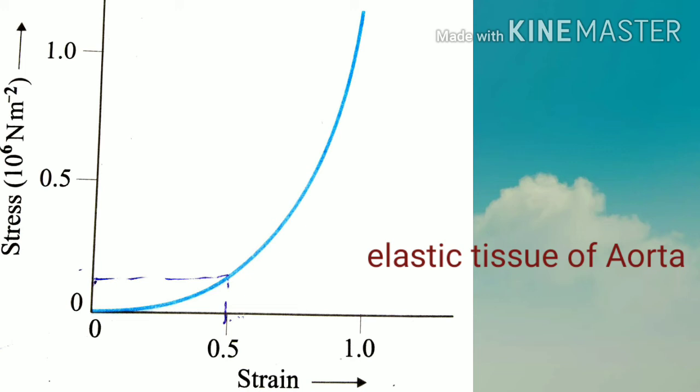As stated earlier, the stress-strain behavior varies from material to material. Here is the stress-strain curve for the elastic tissue of the aorta. The graph shows that for a small stress, a very large strain is produced in the elastic tissue of the aorta. These substances are known as elastomers, that is, substances which can be stretched to cause large strains are called elastomers. Example: rubber, tissue of the aorta.